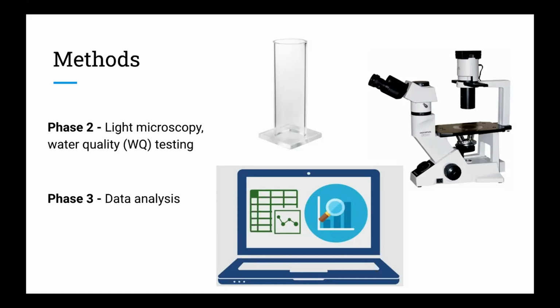So phase 3 was the data analysis phase. In Excel, I would enter my phytoplankton data into a template that my mentor Ellie gave me, and then I would calculate the concentration of species and the percent presence of phytoplankton groups. And then in Excel, I also ran a linear regression analysis to see the relationship between log chlorophyll A and total nitrogen and total phosphorus.